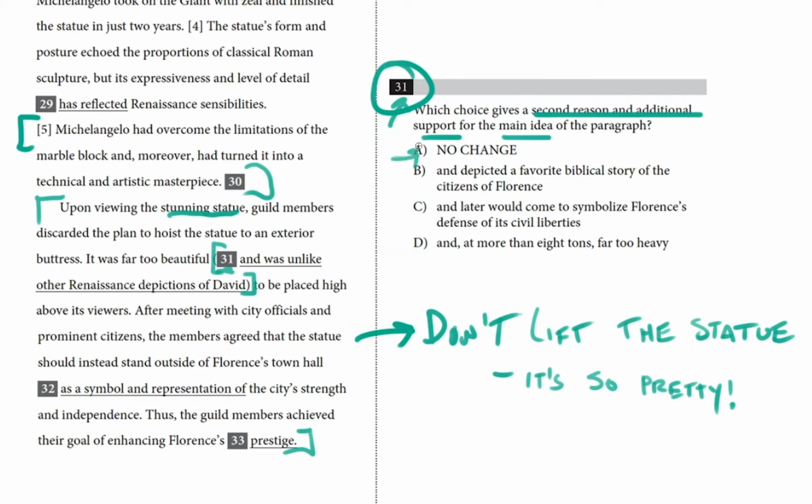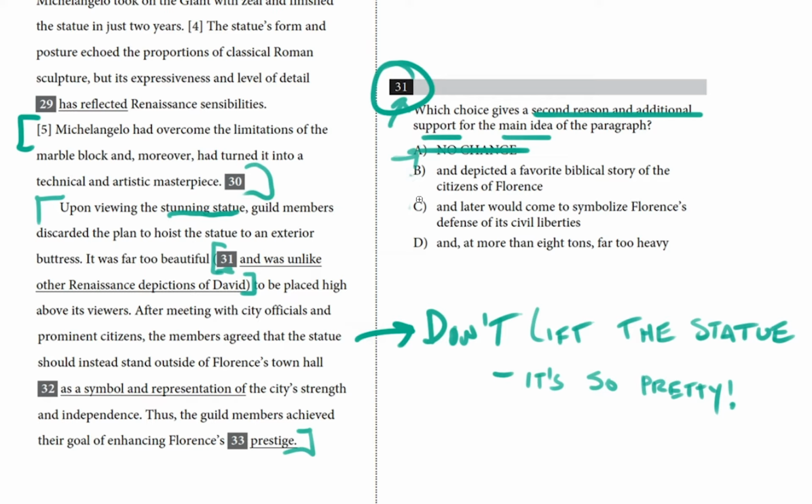So choice A is no change, and the option that is currently in the paragraph is it was far too beautiful and was unlike other Renaissance depictions of David. That may be true, but that's not really a good reason not to lift the statue. It was far too beautiful, and B, depicted a favorite biblical story of the citizens of Florence. That doesn't really have much bearing on lifting the statue. I'm going to leave it for now.